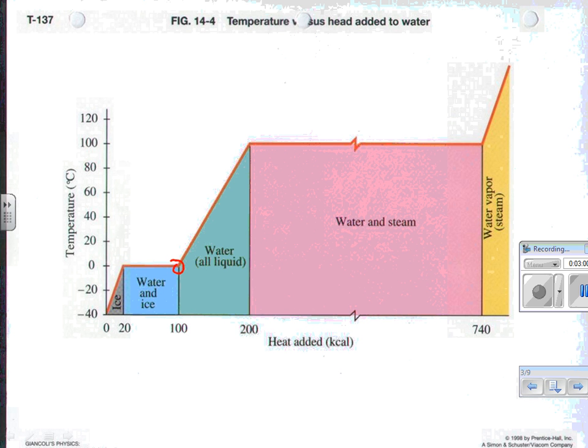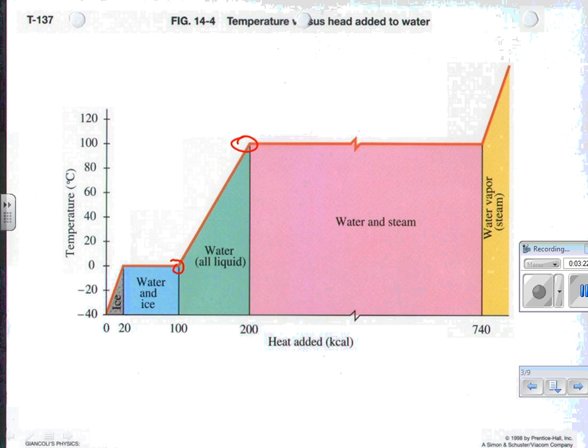It'll do that all the way up to 100 degrees Celsius, if I'm at sea level, and then it doesn't get any hotter. The water does not get hotter because now all the energy is going to turn that water into steam. That water will stay at 100 degrees until it's all evaporated, and then my energy will start heating up the steam more, and the steam will get hotter and hotter.